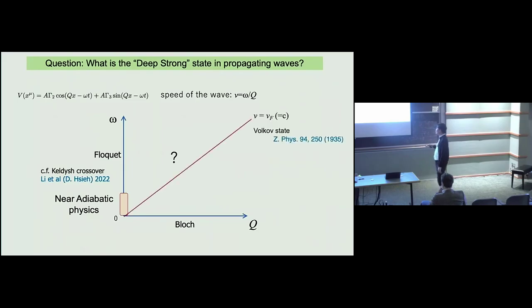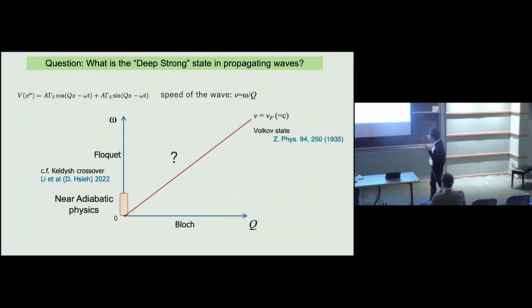Actually, we also know that there is a very important line in this phase diagram, which is known as the Volkov state. This was already studied in 1935, where he studied the solution of the Dirac equation under a propagating electromagnetic wave. Actually, this is a kind of boring solution. Basically, you can move to the rotating frame and just get a very simple solution. So there's a line here.